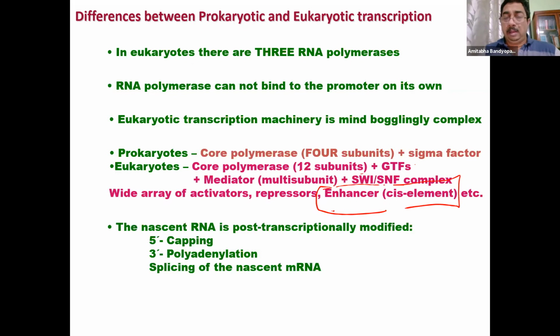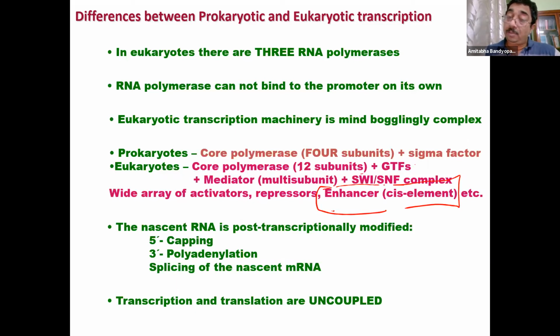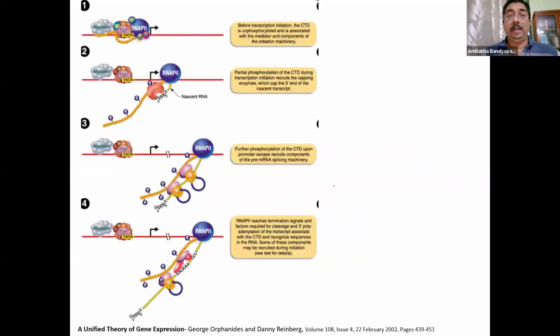Then the nascent RNA is post-transcriptionally modified. It is capped, polyadenylated, and spliced, and for all of these, the post-translational modification status of RNA polymerase is important. And finally, transcription and translation are uncoupled. In prokaryotes, transcription and translation happen simultaneously, but in eukaryotes, transcription happens in the nucleus, then the RNA comes out into the cytoplasm. That's where translation happens.